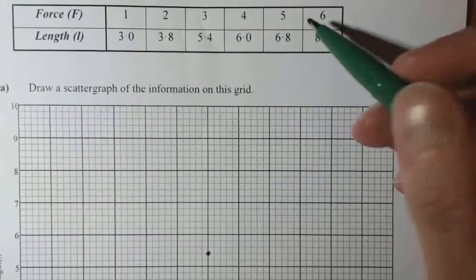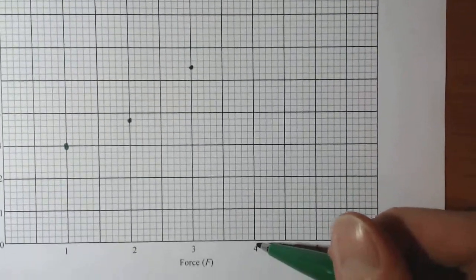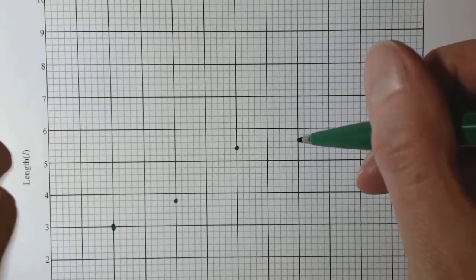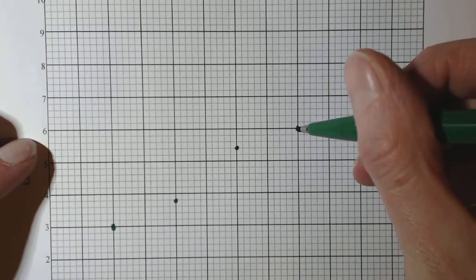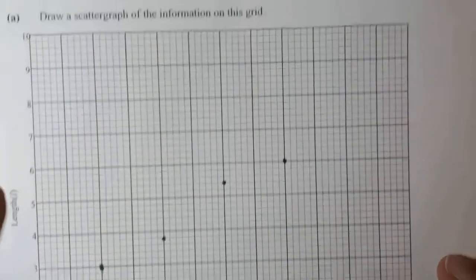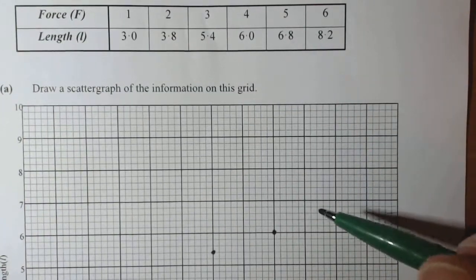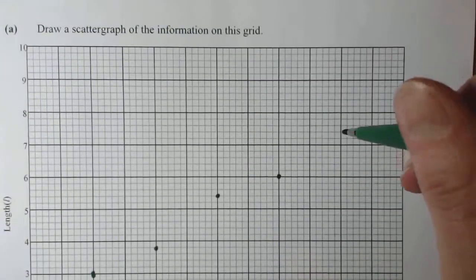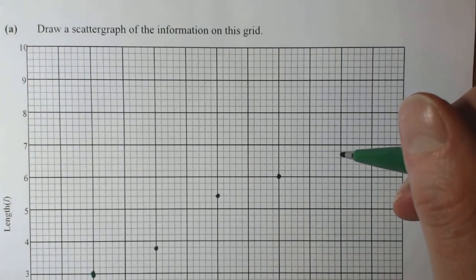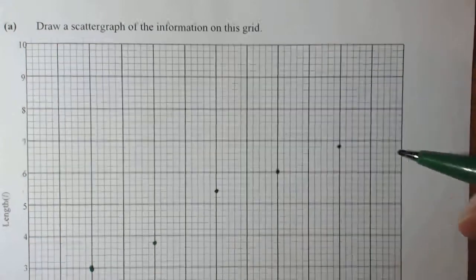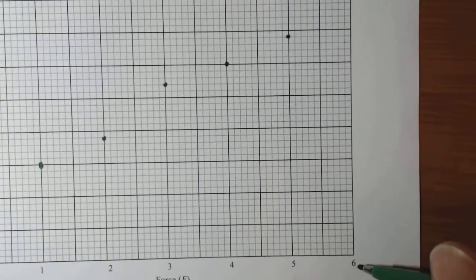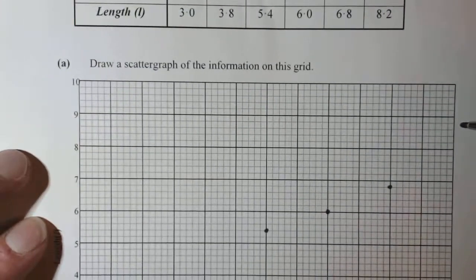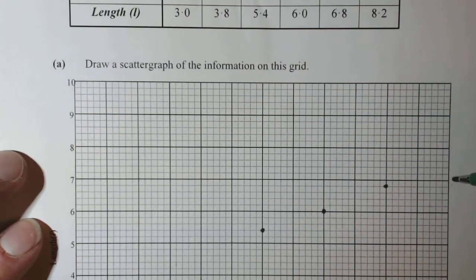We then look at 4 and it's 6. So if I look at 4, I'll go up and we should be able to mark off 6. Look at 5 and it's 6.8. So we look at 5 down there, and if I go up, it's 6.8. And lastly, 6, and that is 8.2. So I'll see if I can squeeze that in there, and that's 8.2.